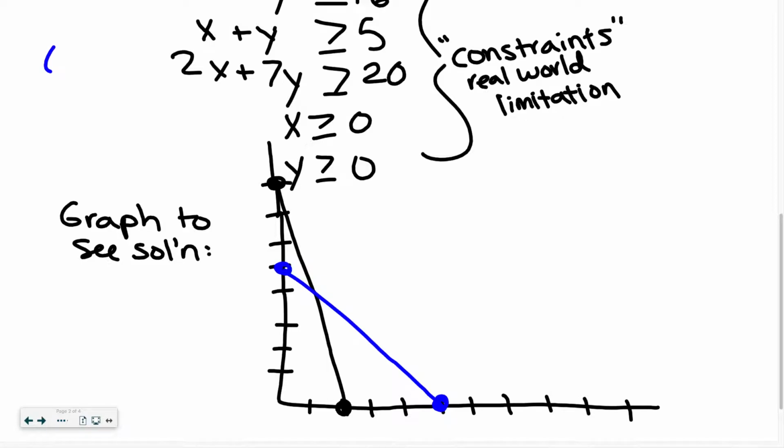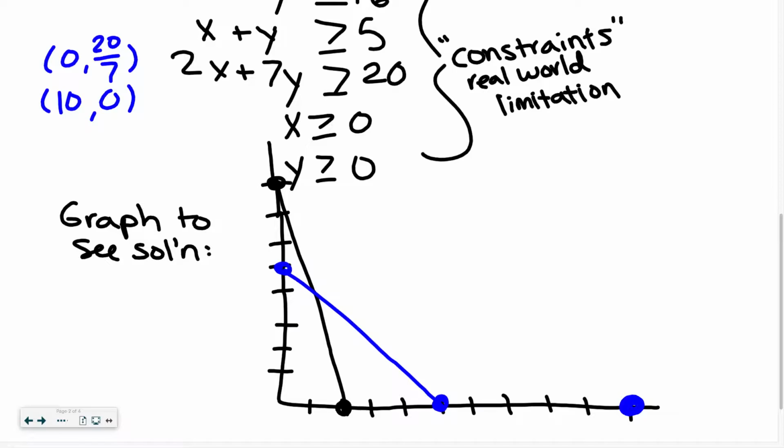I'll go ahead and show my intercepts for that. If I plug 0 in for y, that's pretty easy. My x-intercept is at 10. Okay, so I can go 10 right on the x-axis. Notice on this one, and this is going to happen quite a bit in linear programming, if I put 0 in for x, what's my y-intercept? 20 over 7. Okay, that's fine. Don't worry about that.